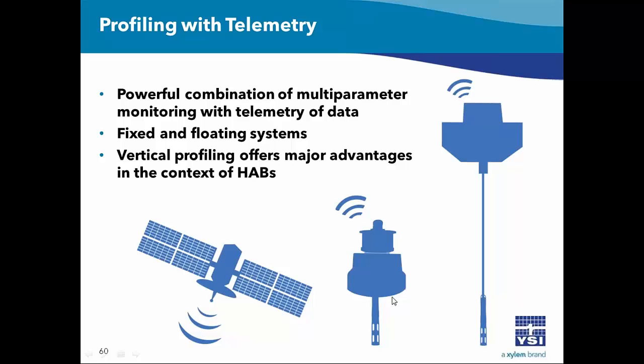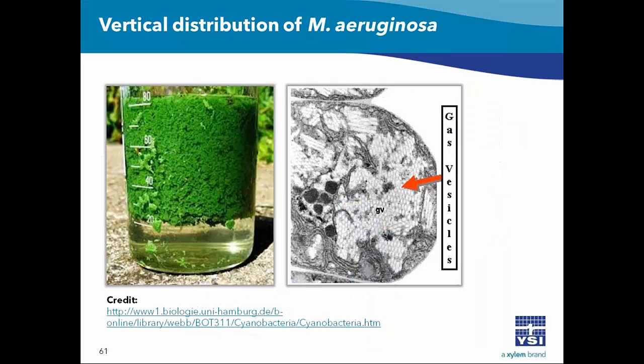So for example, we have a lot of fixed buoys on Lake Erie, and then there are vertical profilers. YSI makes some very nice vertical profiling technologies that can be used for monitoring stuff in the water column. Vertical profiling is really, really important because Microcystis aeruginosa, for example, can float in water. It can float and sink because it can fill its gas vesicles, allowing it to do that.